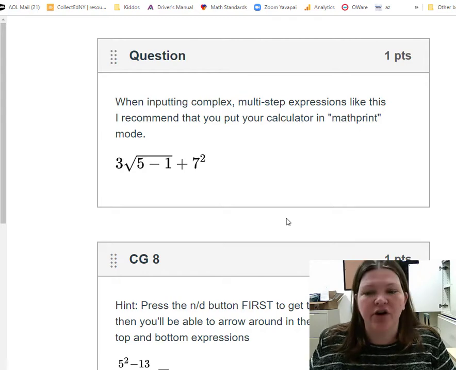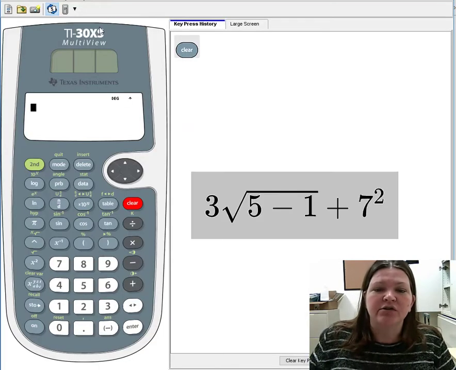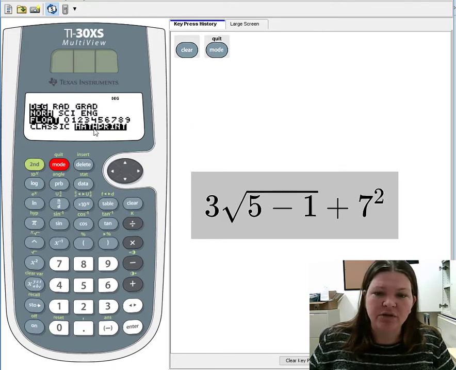And your calculator knows it's programmed with the order of operations. So it will know how to simplify this, but only if you know how to input it. So let's go check it out. So once again, make sure you're in the right mode. Hit the mode button. You want to be in math print.